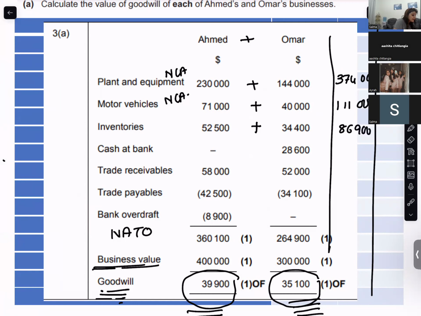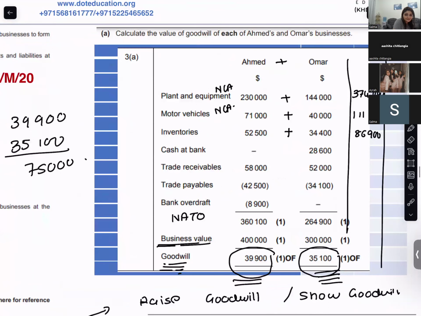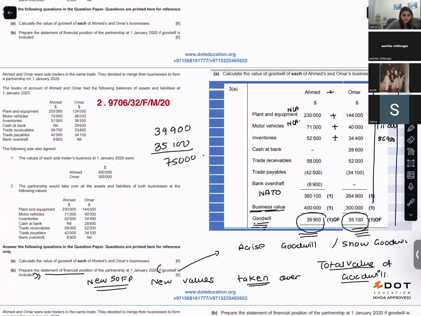Did they want us to include goodwill also in the statement of financial position? Yeah, they wanted us to. They want us to include the goodwill. So when I am doing my non-current assets, I will have my plant and equipment, my motor vehicle, and I would also have my goodwill. Goodwill would be 39,900 plus 35,100, which would become 75,000.